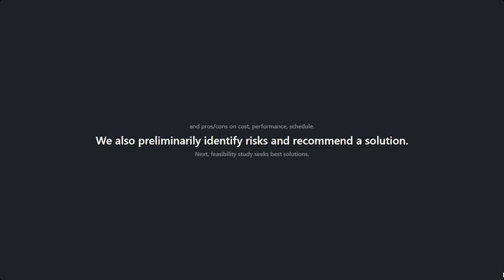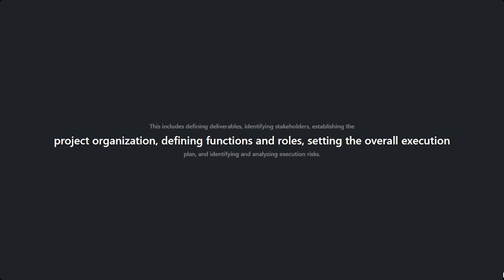Next, a feasibility study aims to find the solutions that best meet the main objective, usually prioritizing the best cost-performance ratio. Finally, project definition describes the scope, stakeholders, roles, and responsibilities. This includes defining the deliverables, identifying stakeholders, establishing the project organization, defining functions and roles, setting the overall execution plan, and identifying and analyzing execution risks.